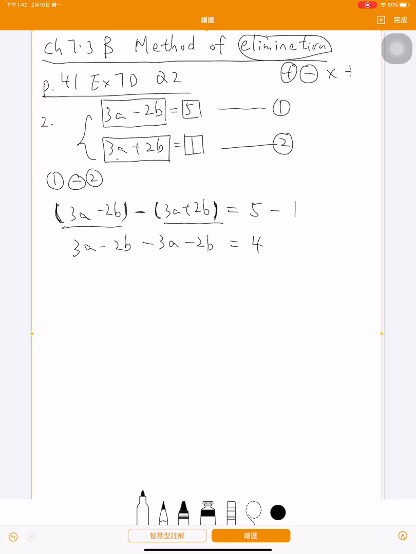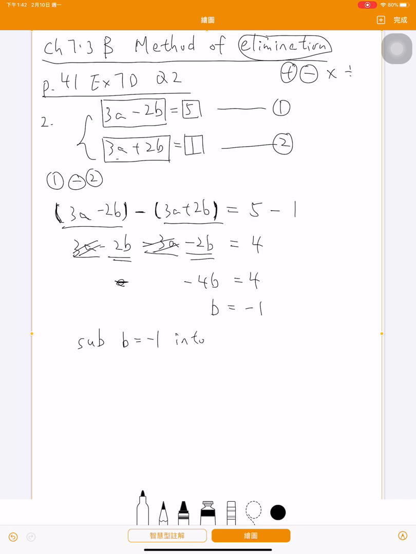So you can see this time, because 3a and negative 3a can be cancelled, right? So we have negative 2b minus negative 2b is negative 4b is equal to 4. And then we can calculate the answer is negative 1. Understand? And of course, we need to find the a just using the method of substitution that we learned before.